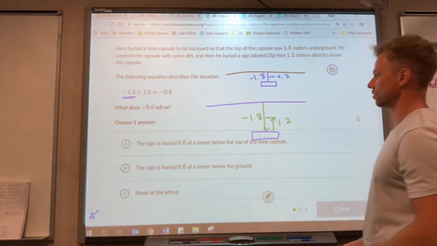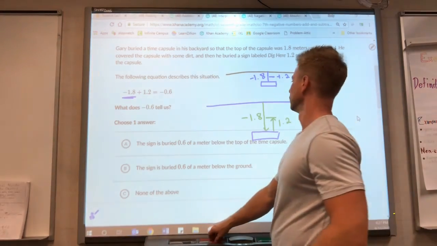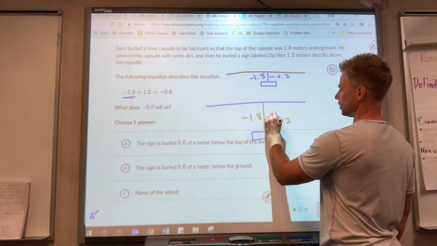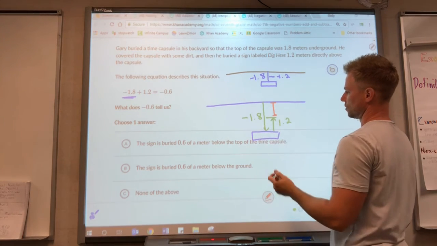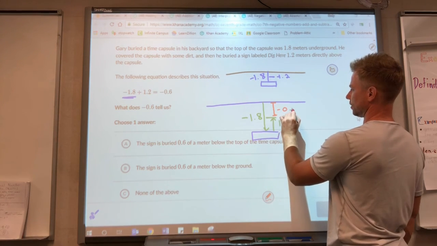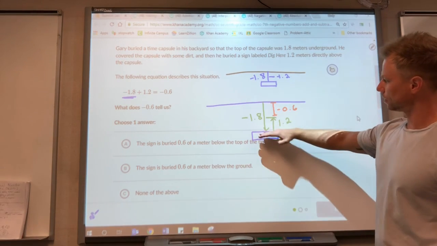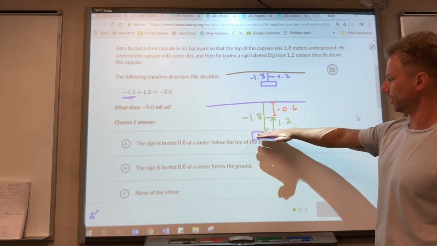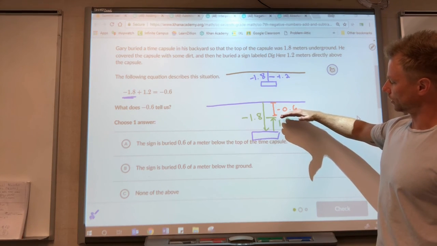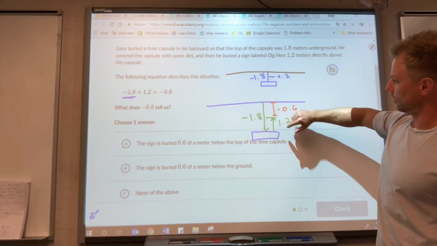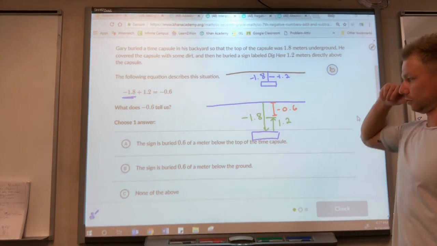So what is -0.6? Okay, -0.6 is the space between the ground and the sign right here. That's what's left in our equation. So we go down 1.8 below the ground, -1.8. Then we fill it up with dirt, so we go back up 1.2. Then what's left between the sign and the ground is still a distance of 0.6, -0.6.